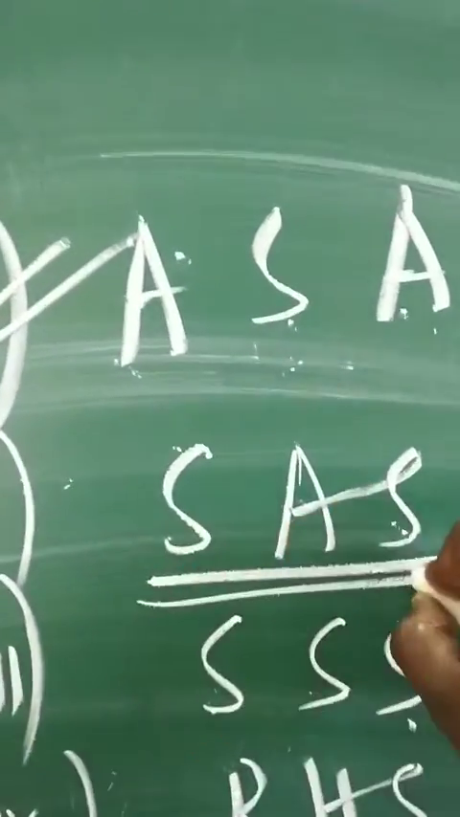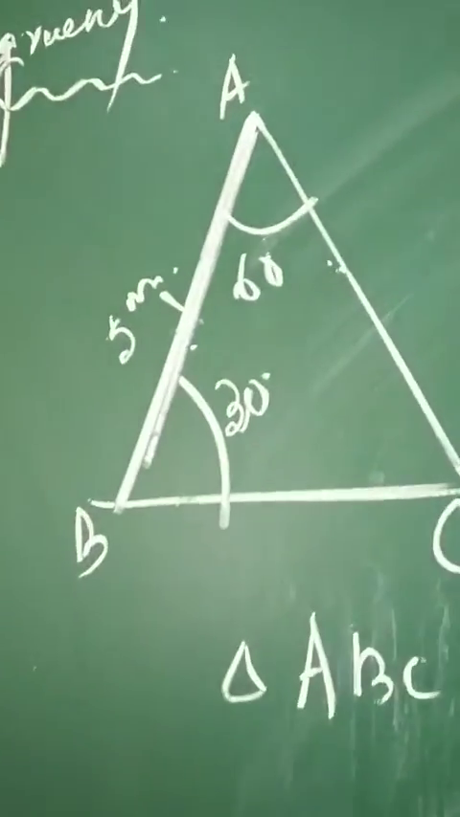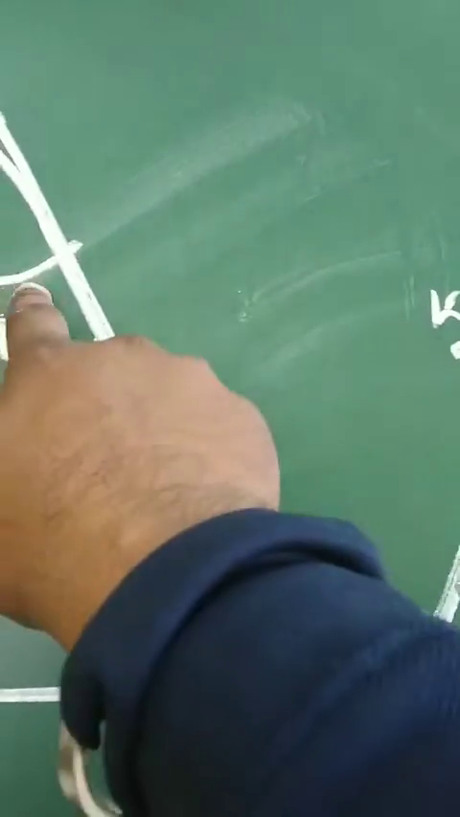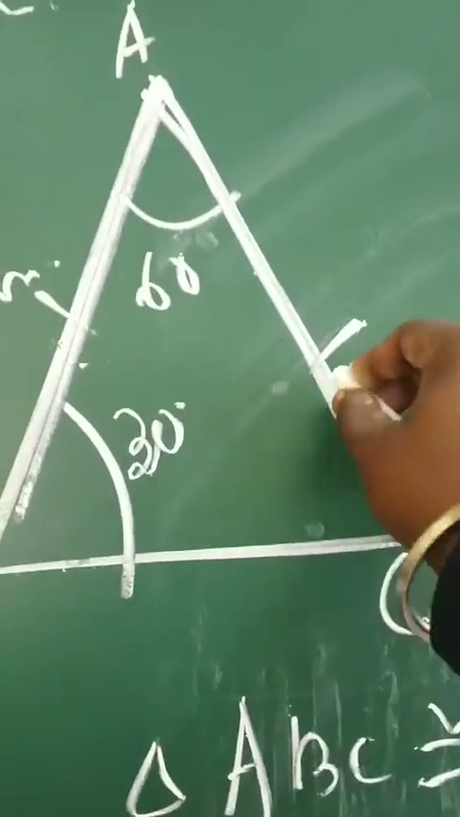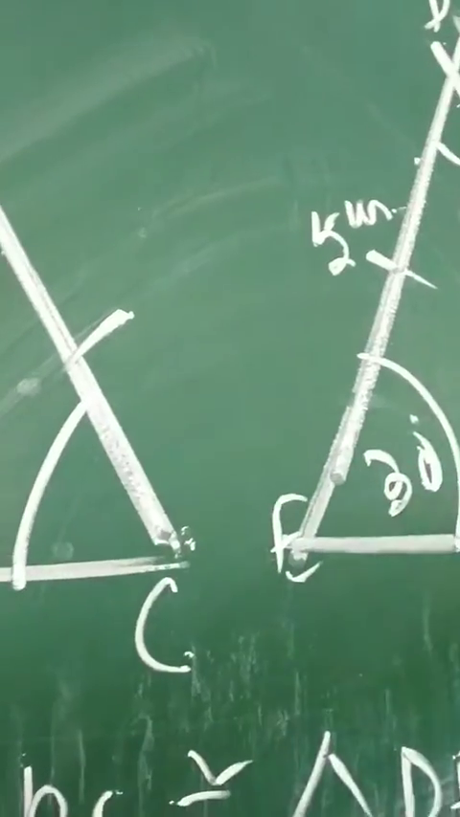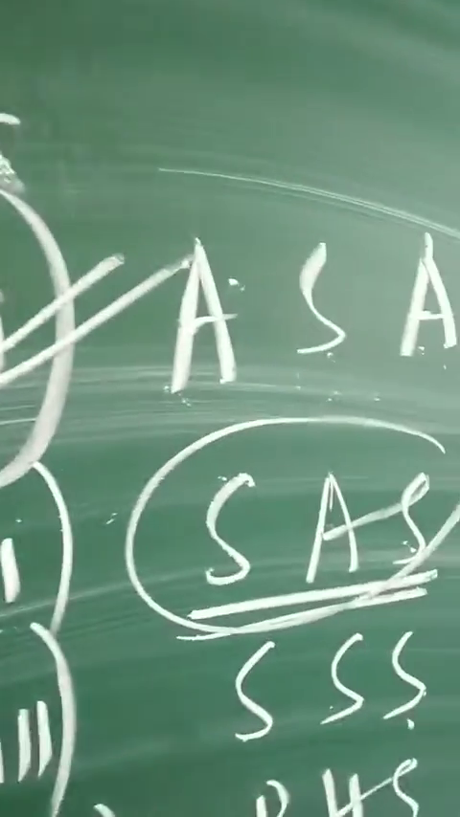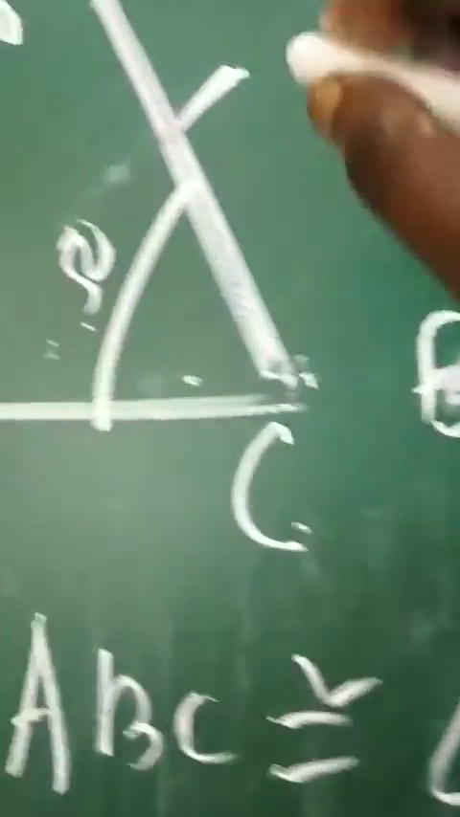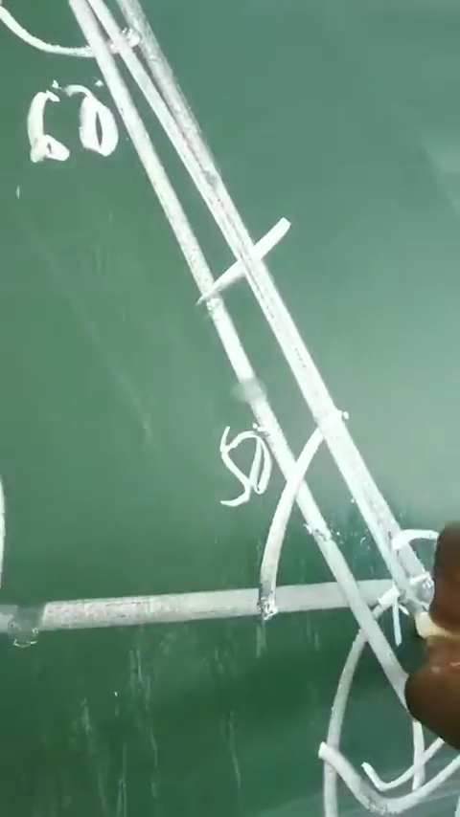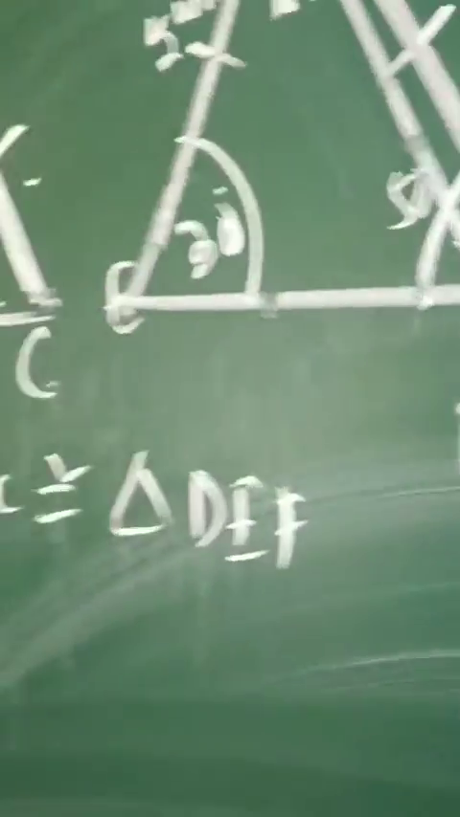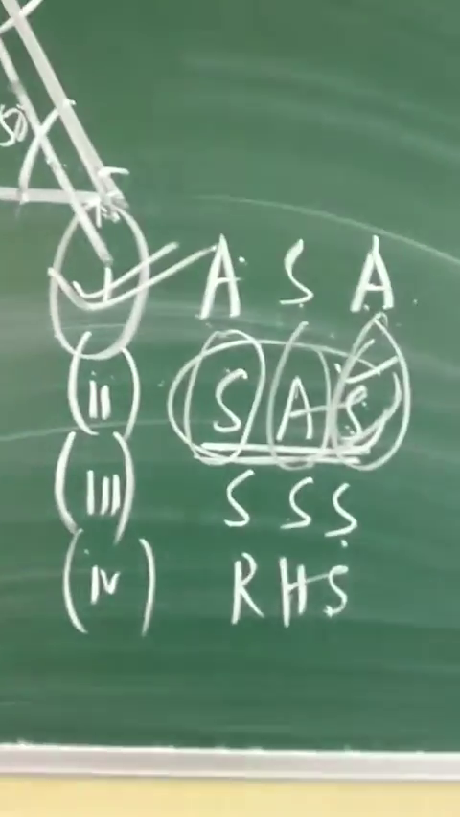The next one is similar: side, angle, side. In the same way, children, suppose this side is equal to the corresponding side of this triangle, and this side and this side are equal. Then suppose this angle and this angle are equal in measure. Suppose it is 50 degrees, and this one is also 50 degrees. And the last one I need is a side. Suppose this side AC is equal to the measure of DF. So I am getting all these three statements: a pair of sides, a pair of angles, and a pair of sides. So we can say these two triangles are congruent with each other.